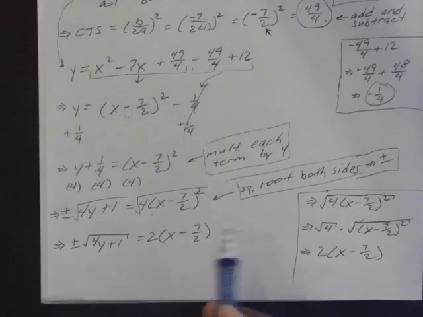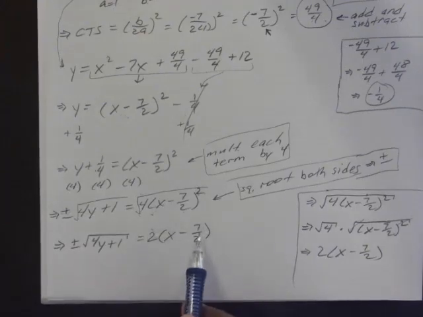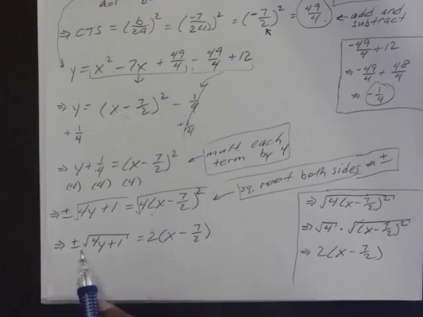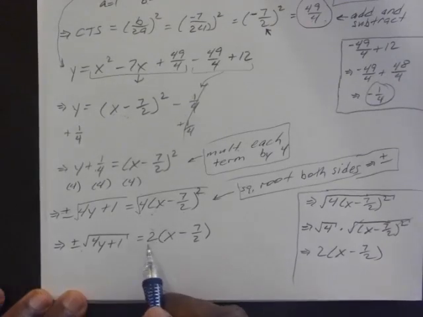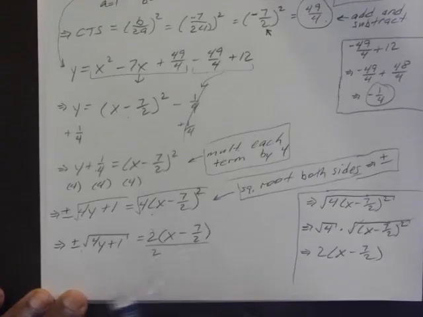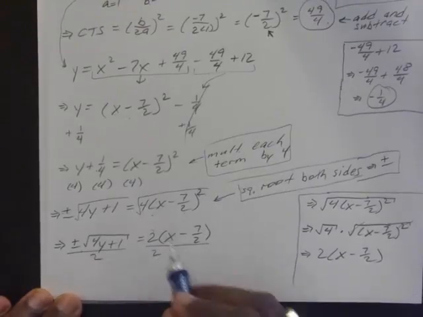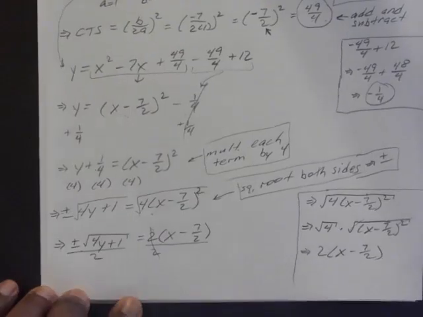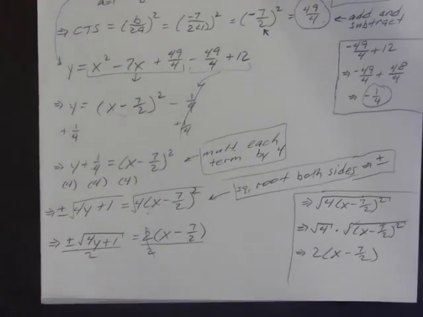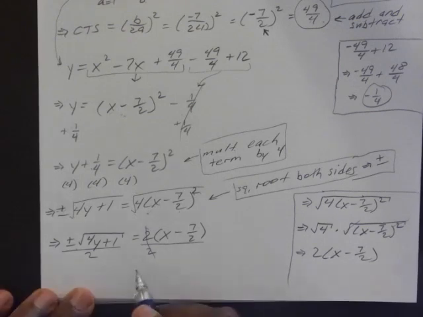So if you wanted to, you could distribute the 2 first and then move everything to the right, or you could just divide both sides by 2 first, completely up to you. I'll go ahead and divide both sides by 2 since it's already factored out. And I'm running out of space on this page.